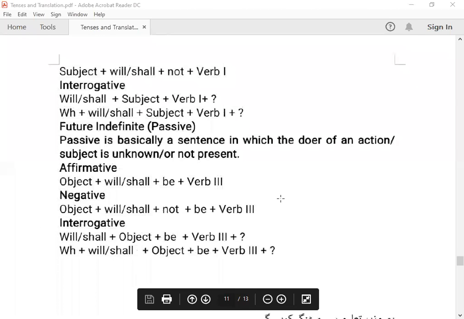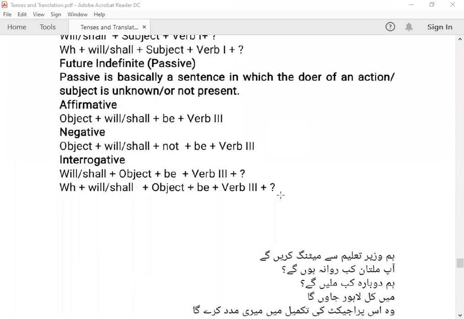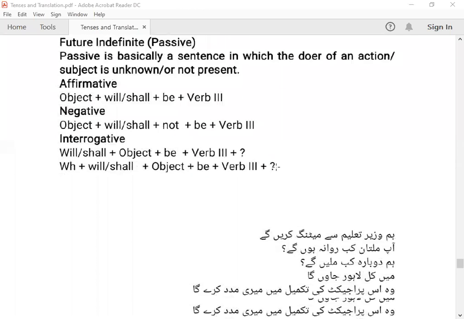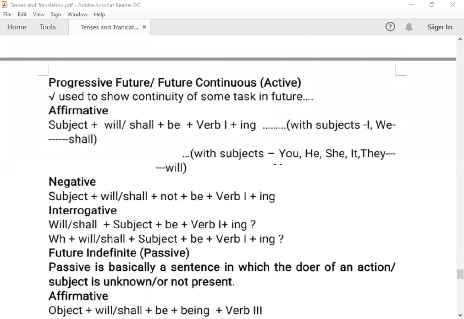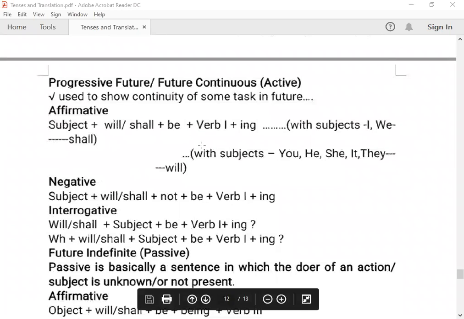Passive, for forming the passive of simple future, we use be plus third form of the verb. Will or shall, they are already present in the sentence, but be will be added and third form of the verb will be, of course, in passive. In progressive future, once again, will shall plus be plus first form plus ing. First form plus ing is also used.